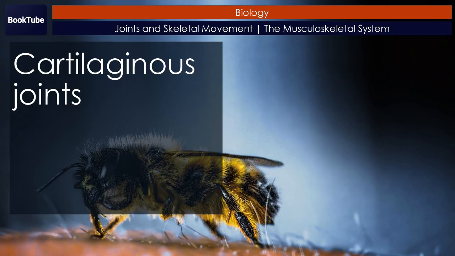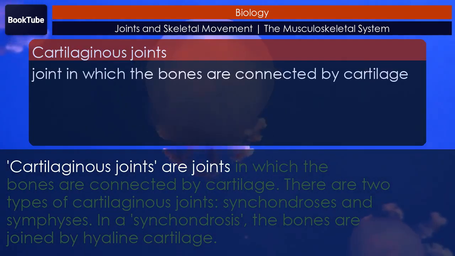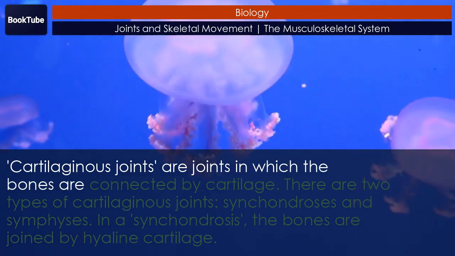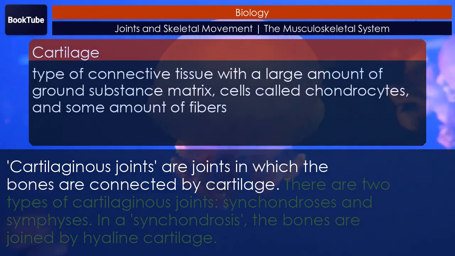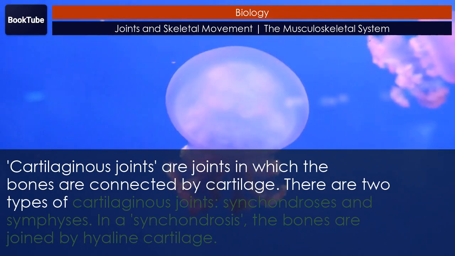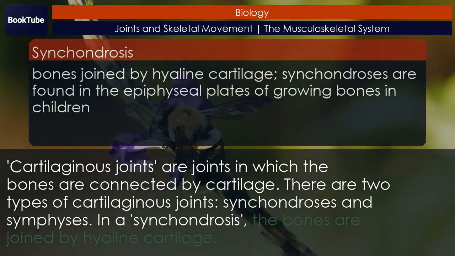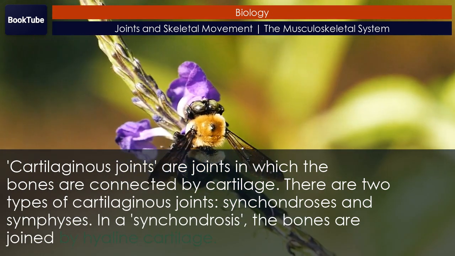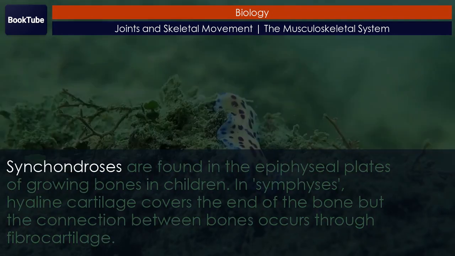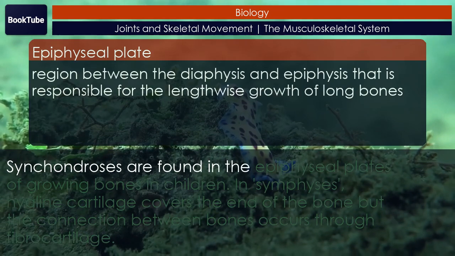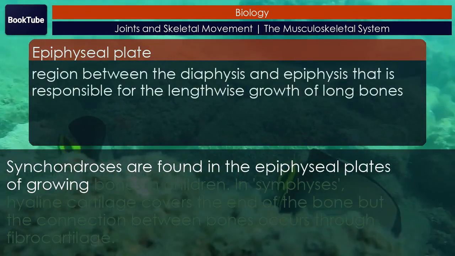Cartilaginous joints. Cartilaginous joints are joints in which the bones are connected by cartilage. There are two types of cartilaginous joints: synchondroses and symphyses. In a synchondrosis, the bones are joined by hyaline cartilage. Synchondroses are found in the epiphyseal plates of growing bones in children.